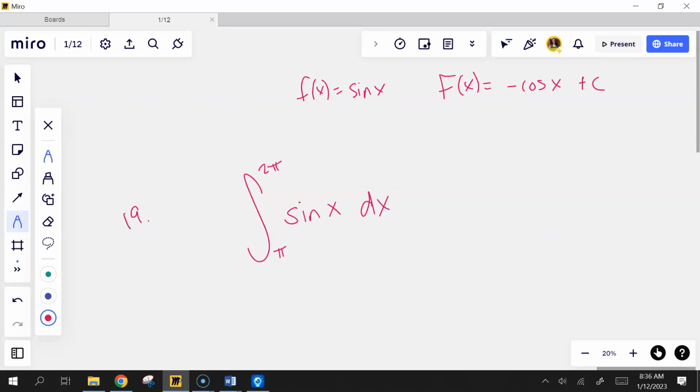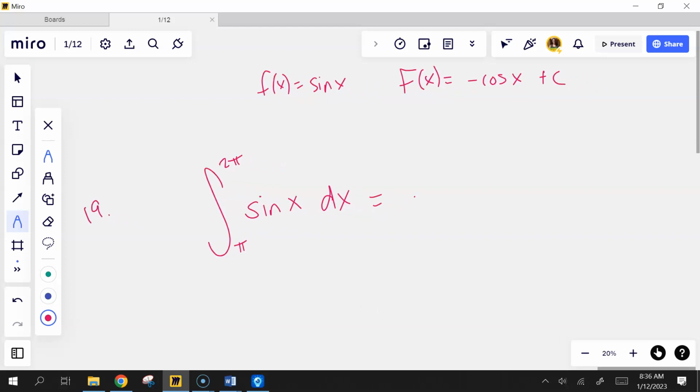Are y'all okay? So to evaluate this, I'm going to do negative cosine of the upper limit, so 2 pi, minus negative cosine of pi. What's the cosine of 2 pi? 1. So I got negative 1 minus, what's the cosine of pi? Negative 1. All right, so look at all these negatives. I think I'm going to go ahead and change this like this. Cosine of pi is negative 1. Y'all okay? That's the area.